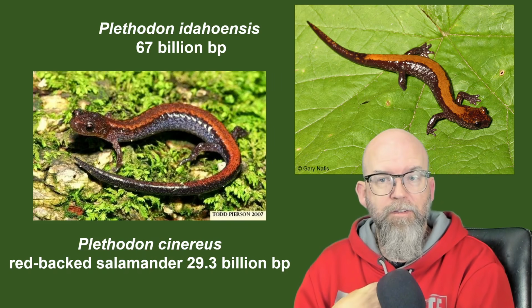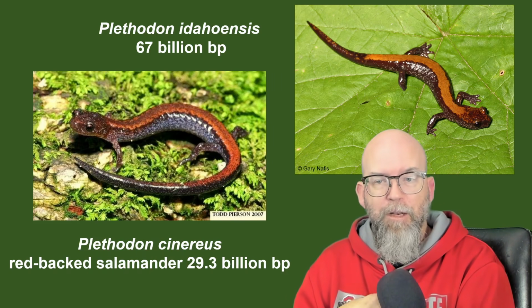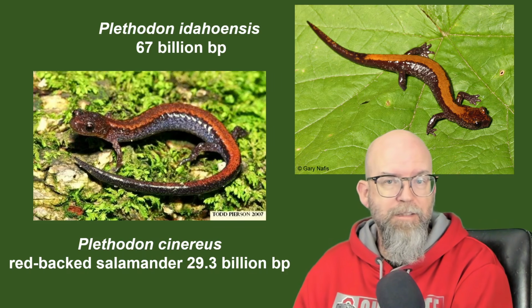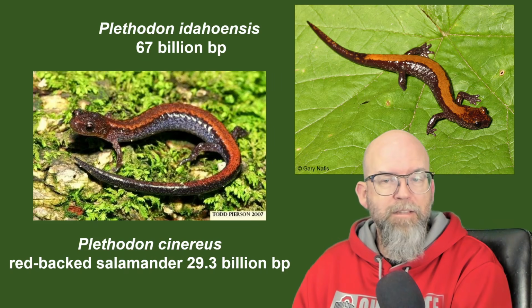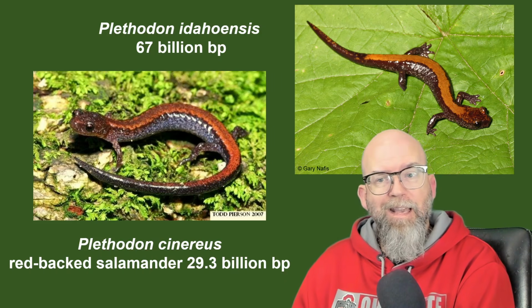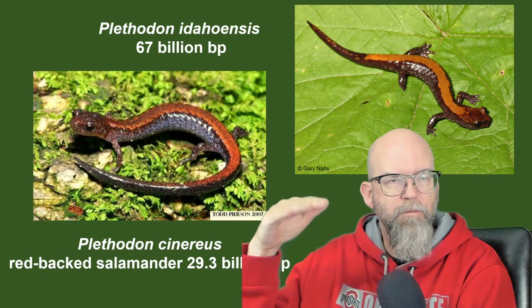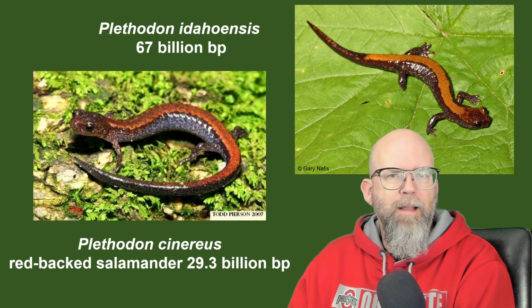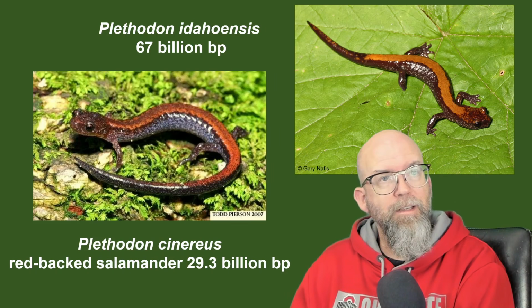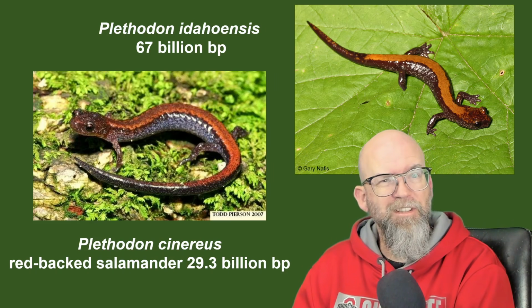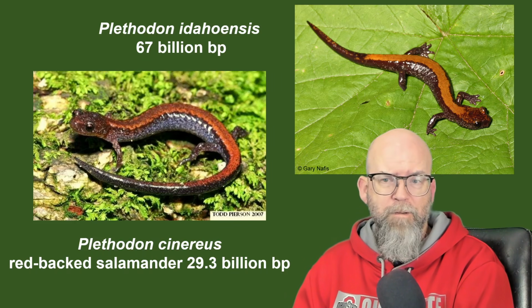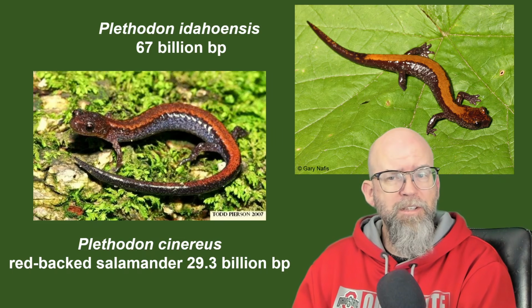So the reality here is, here's two species of salamander. These are two closely related salamanders. The redback salamander lives, in my area, up into Canada, sort of East Coast, sort of northerly. And Plethodon idahoensis is what it sounds like. It was discovered in Idaho, and it's found in British Columbia and Montana and a few other locations north of the border. They do look pretty similar, don't they?